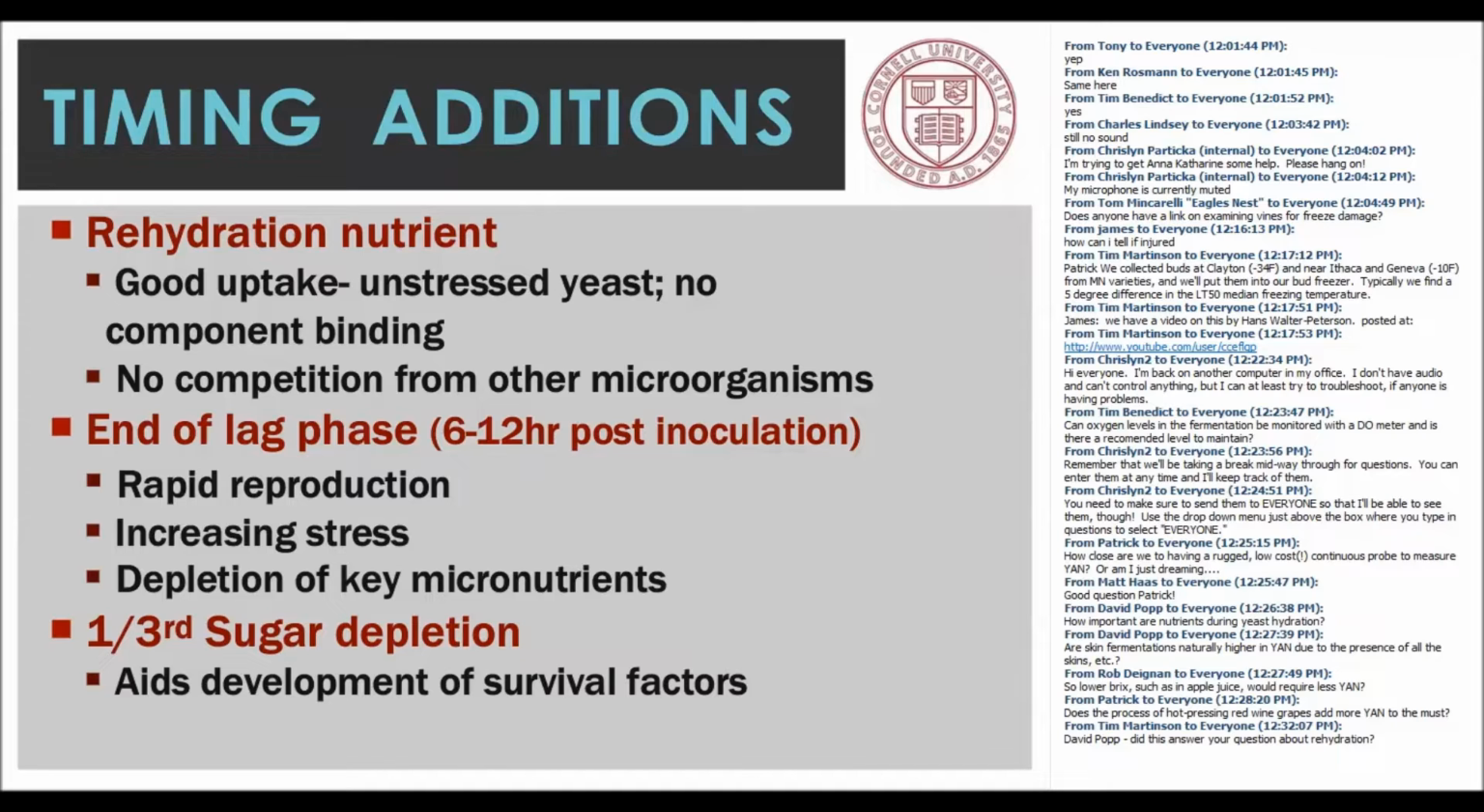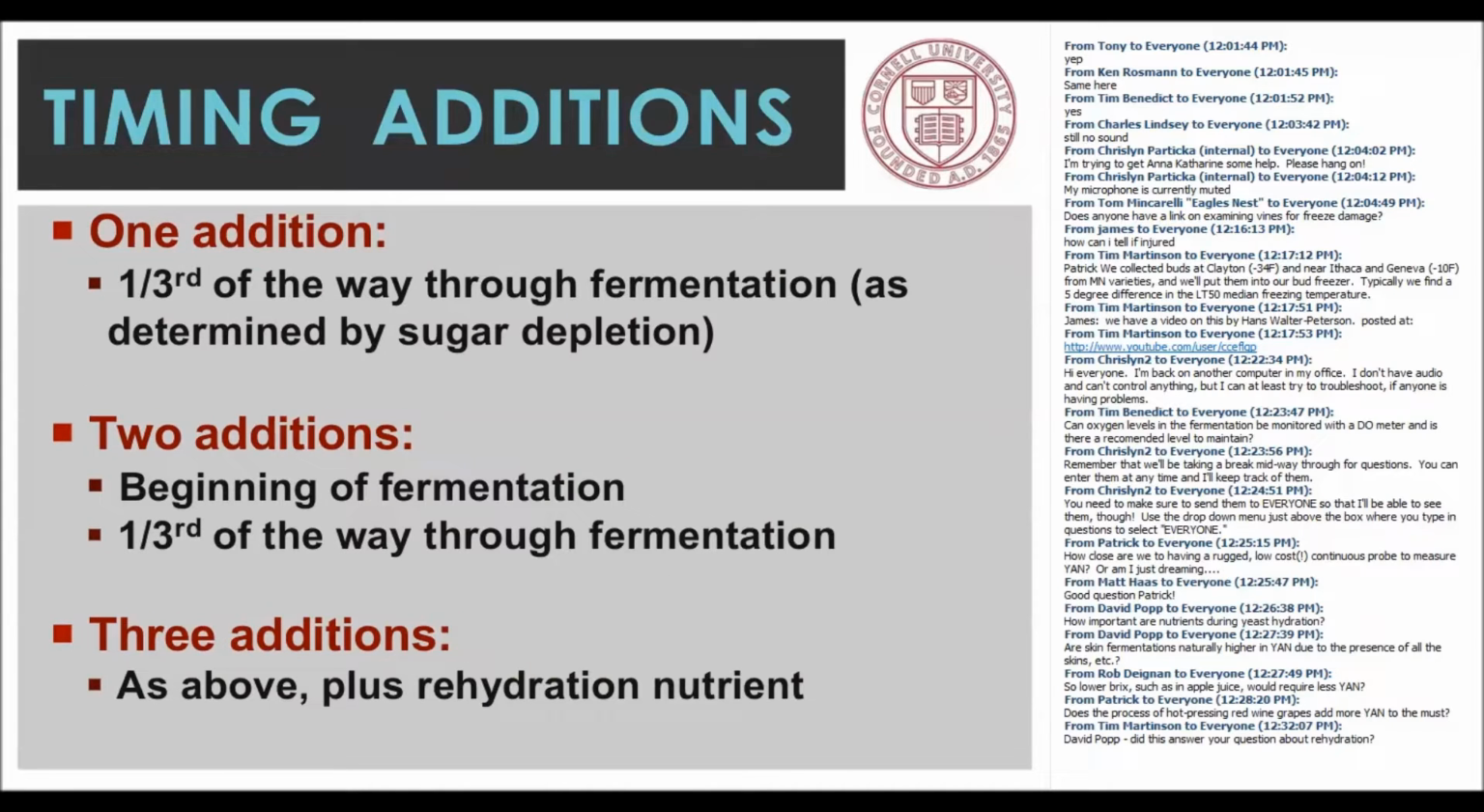And the third time is at about 1/3 sugar depletion, so maybe closer to 10 or 8 degrees Brix, depending on what you started with, again. And this will aid the development of those survival factors, the cell wall components and other things that the yeast need to survive at the end of fermentation. So if you're just going to add one addition, it's usually recommended that you add it 1/3 of the way through fermentation. And again, you're checking your Brix to decide when that is.